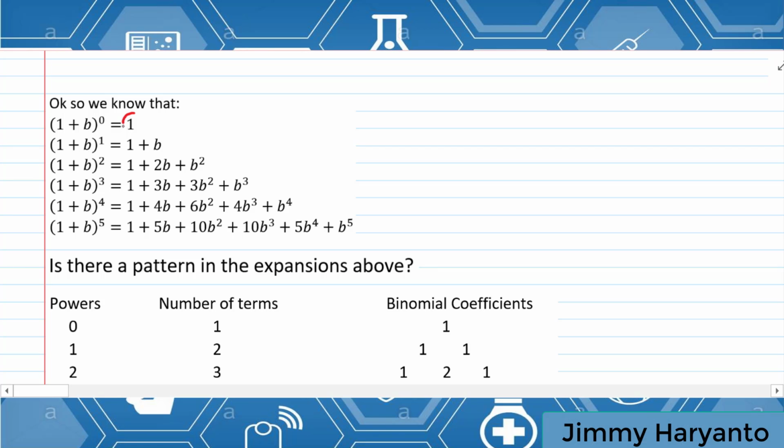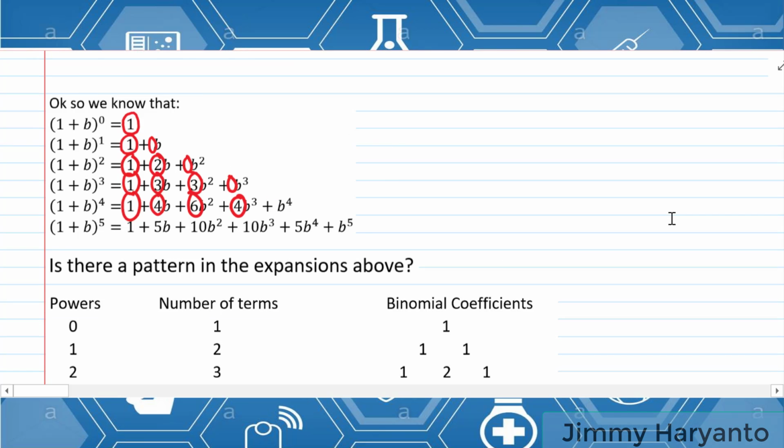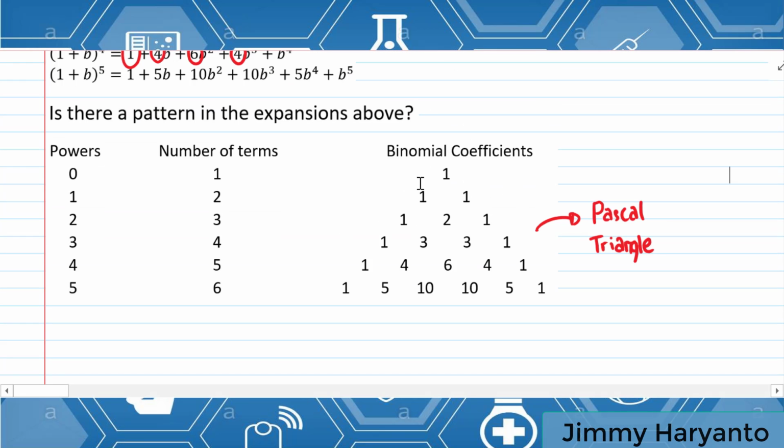So the first coefficient is 1. And then 1 and 1. And then 1, 2, 1, then 1, 3, 3, 1, then 1, 4, 6, 4, 1. Do you remember what this pattern is? That's correct. That is the Pascal triangle pattern.